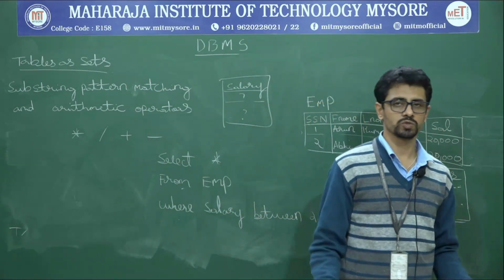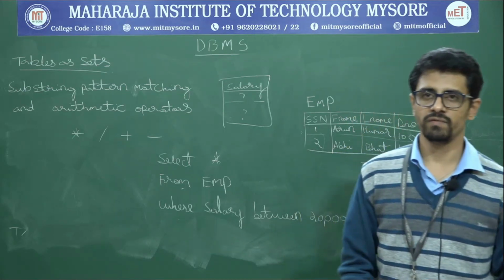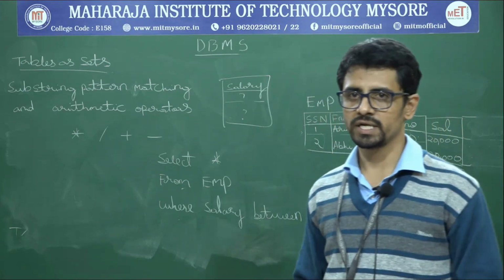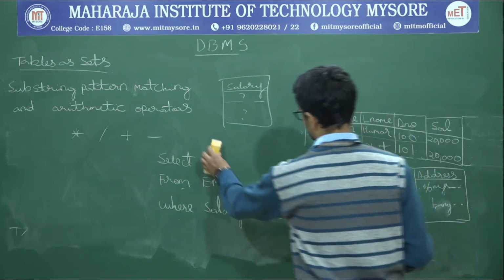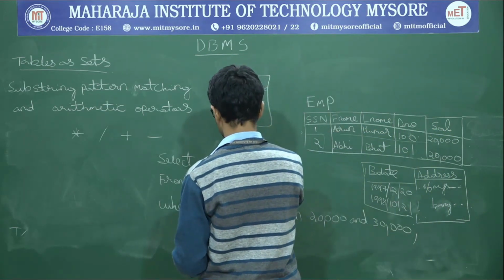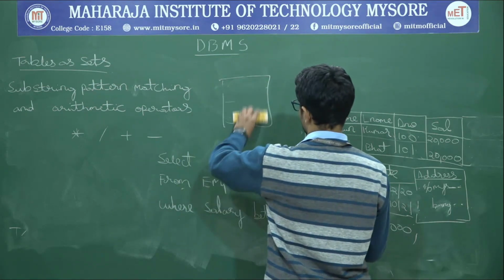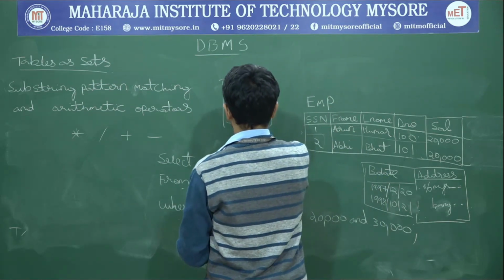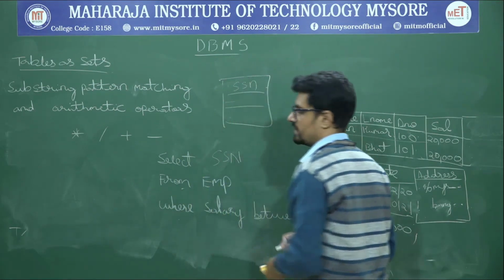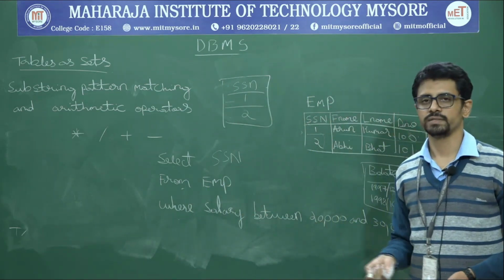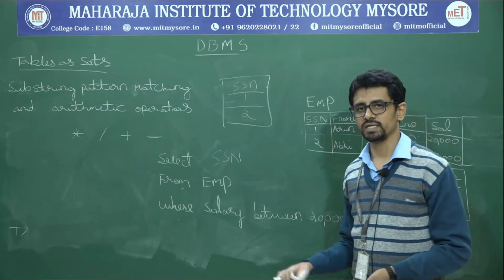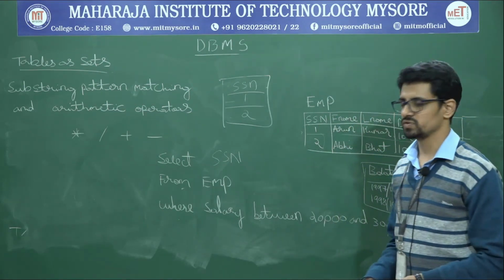So automatically all the employees who are getting a salary between 20 to 30,000 will be retrieved and displayed as output. I have given star, but you can have the SSN in that case. So only the SSN will be displayed as output, of only those employees having a salary between 20 to 30. Between takes 20 as well as 30 with respect to the values.